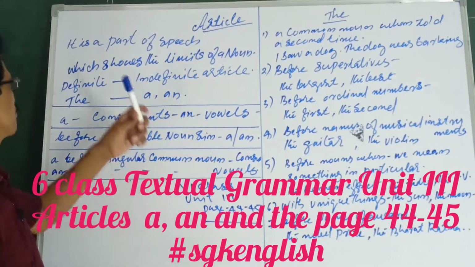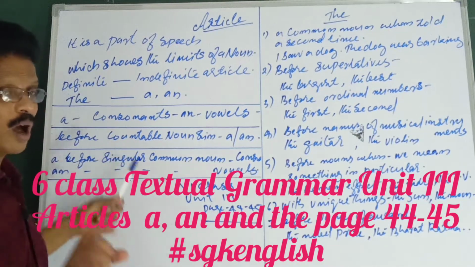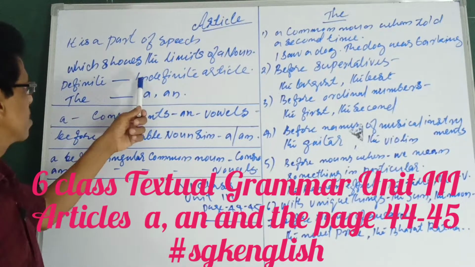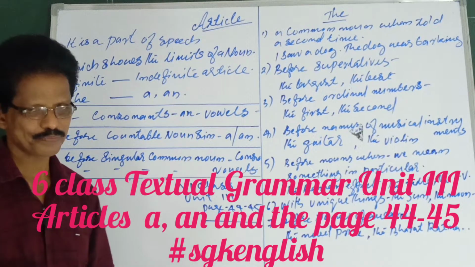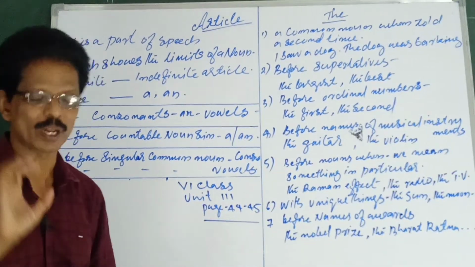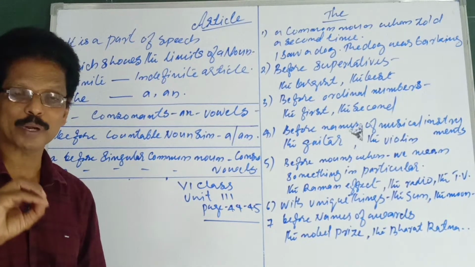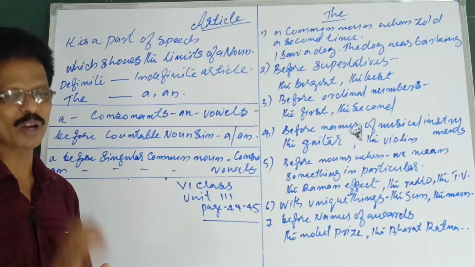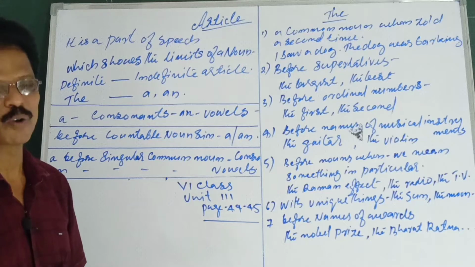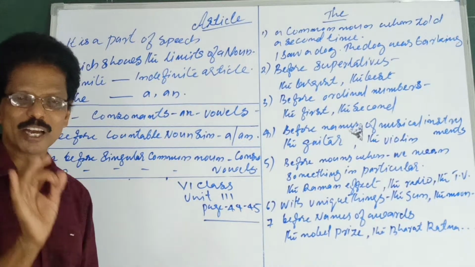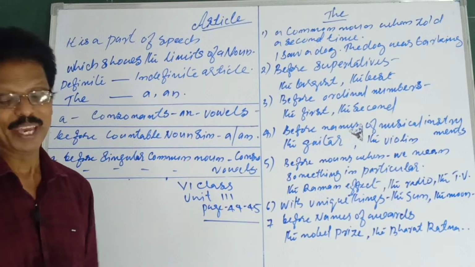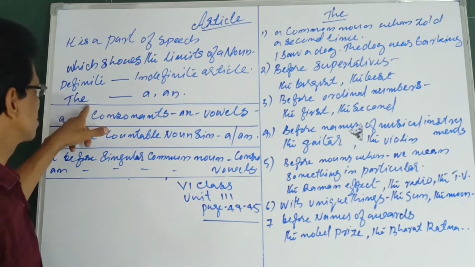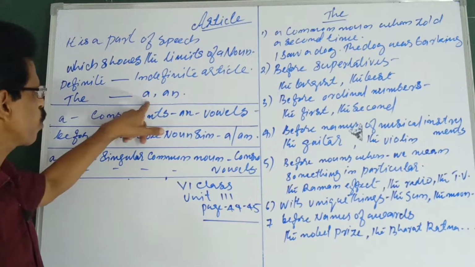So here we see, 2 articles are there. One is definite article and one is indefinite article. Definite means particular. When you speak about something particularly, the book that is on the table, a particular book. Whereas a book means any book. I repeat, the book means a particular book. A book means any book.